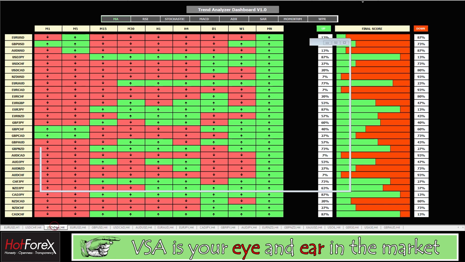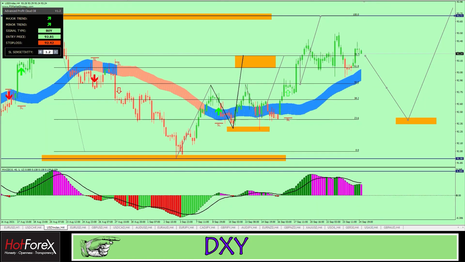Also we have the trend analyzer. We look at the dollar index. We were expecting the dollar to continue going up to reach here. It did bounce before this area, but we said also this is possible. It doesn't have to reach 100%, it can be like 90% or so. Right now we are bearish on the dollar.